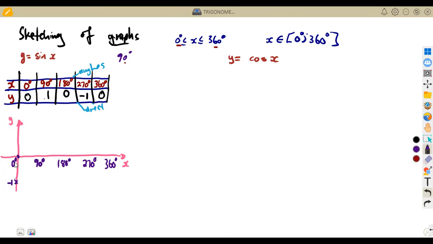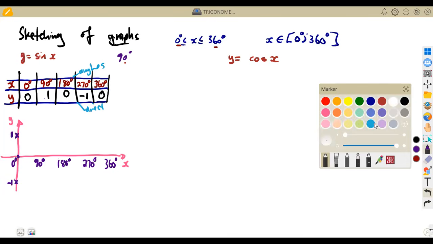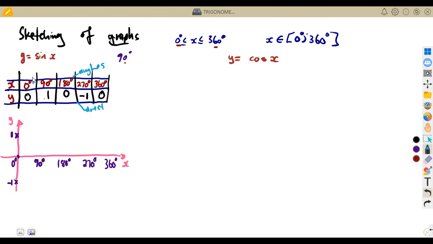At this point, we are at 0 both for x and for y. Then we've got +1. Let's say this is where we have our +1 on our graph. So you are going to mark points just the same way you draw any other graph, like a quadratic graph. You mark the points: 0 for x versus 0 for y. The next one, x is 90, y is 1.